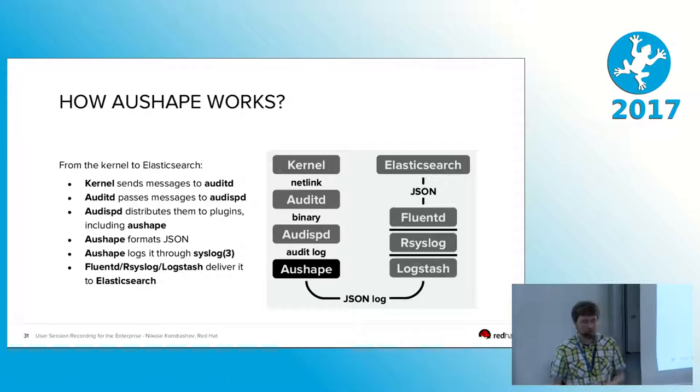The audit shape functions quite simply. Kernel supplies the audit messages to auditd through netlink, and auditd then has a special daemon for plugins, like a dispatcher daemon. You can have multiple plugins. One of them could be the JSON plugin, which would then encode it in JSON and just log it to syslog. And then you can use whatever logging server to push it to Elasticsearch.